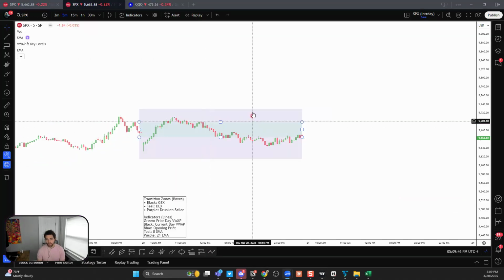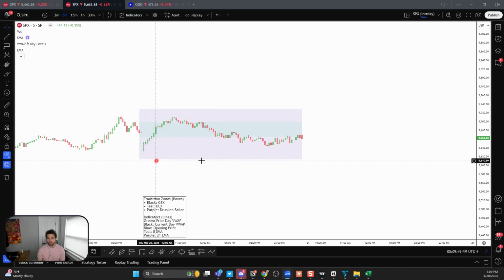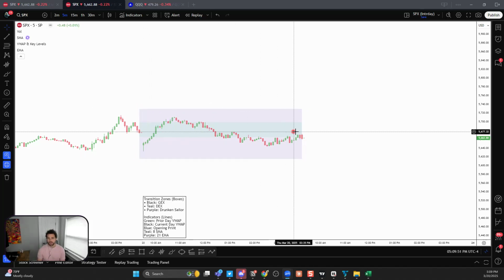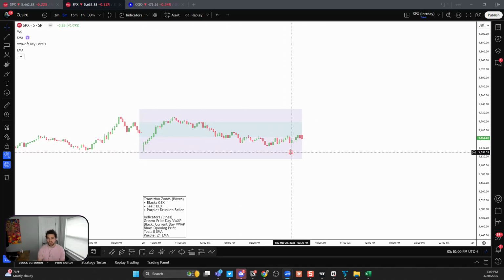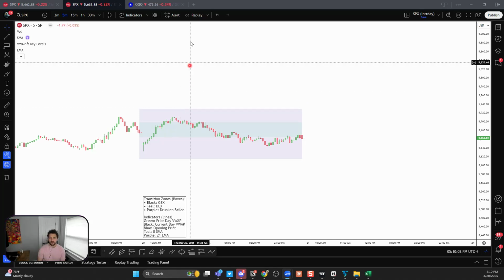So now getting to the chart here, we can see again, drunken sailor range, we have this in the purple, the DEX transition, we have this in the teal. And really today's price action can be contained within the DEX transition zone, really never able to materially break away either to the upside or the downside in this zone.